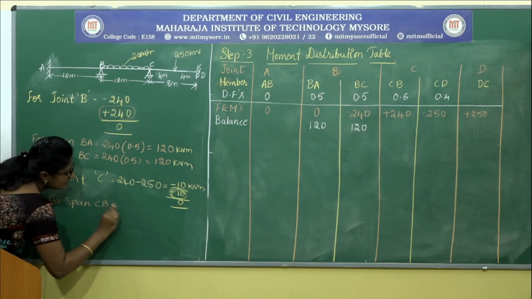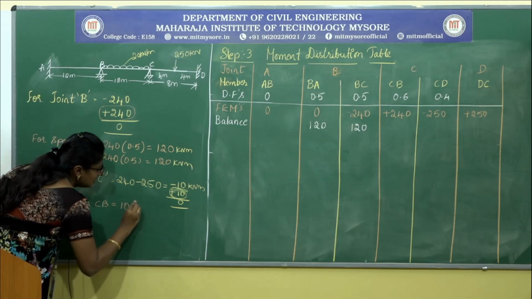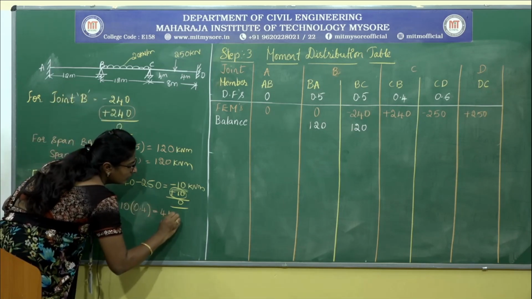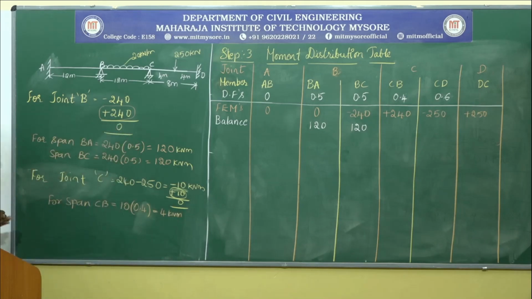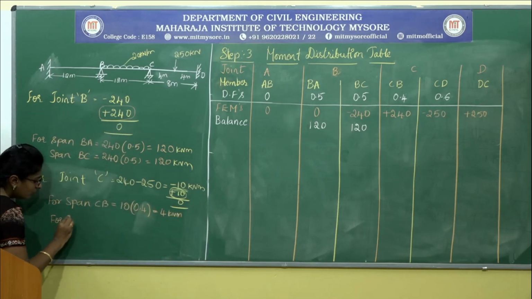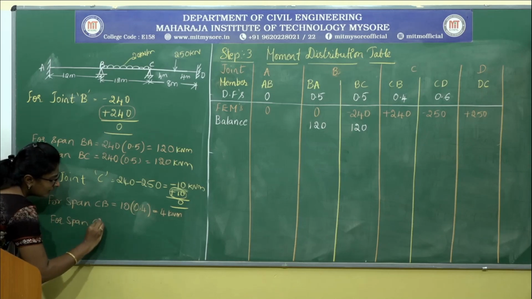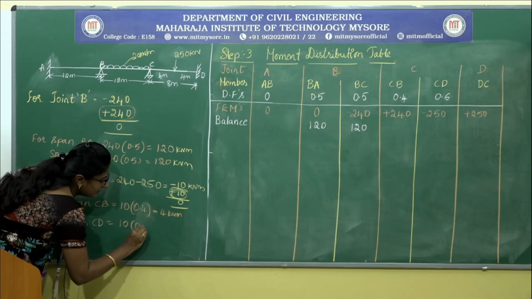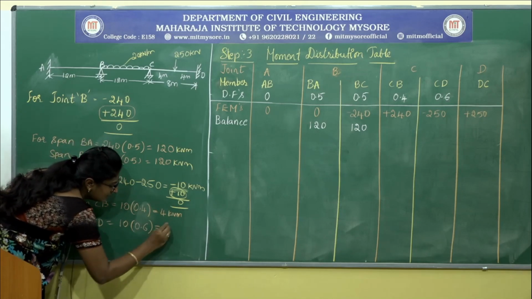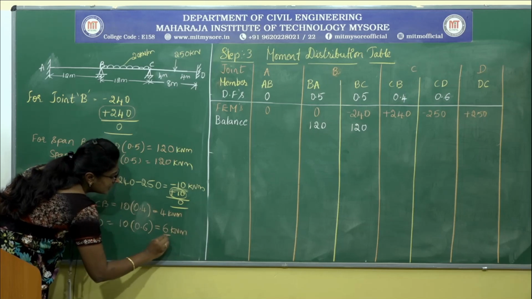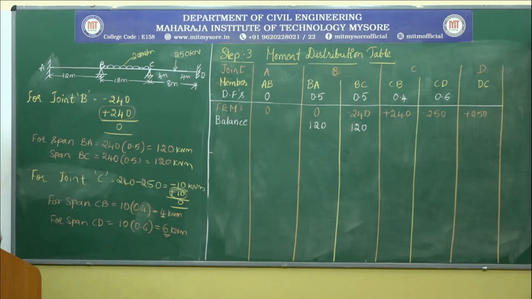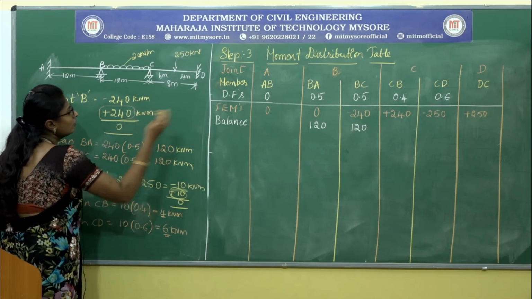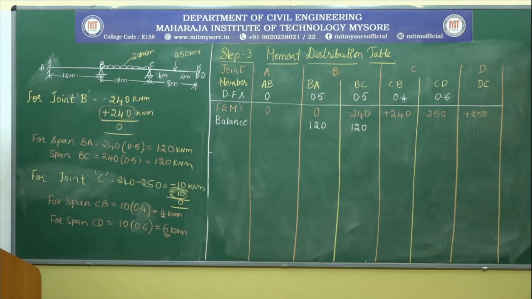So, this is the balanced moment. So, for span CB plus 10 into 0.4. So, what is 0.4? 4 kilonewton meter. Similarly, for span CD, balanced moment remains the same, it is plus 10 multiplied by the distribution factor for CD is 0.6 will give you plus 6 kilonewton meter. So, these are the balanced moment we have to consider for our further procedure.